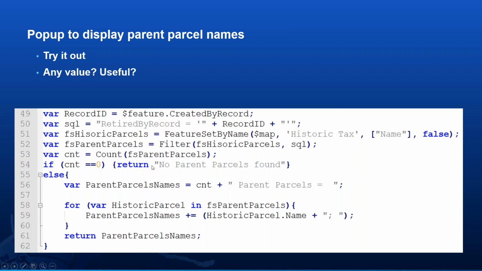And then if it returns 0, for example, that parcel does not have legacy parent parcels, we return "no parent parcel found." Otherwise, we can format a message that says the count of parent parcels is equal to so and so. Here we loop through the historical parcels and concatenate the names of those parent parcels. We initialize the parent parcel names variable as the initial string, and then keep appending all the names of the parcels, and then we return it.